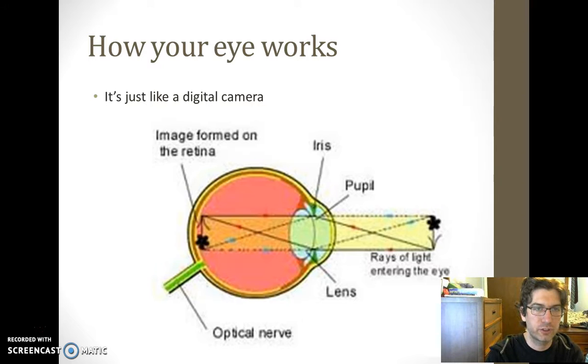Our eye works just like a digital camera does. You can see how we have light coming in. It hits our lens, just like a lens of a camera. Our lens distorts the image and puts an upside down image on our retina. And we have cells in the back of our retina that act like pixels, and they record it, flip the image back, send it to our brain, and let our brain think about what we're seeing.